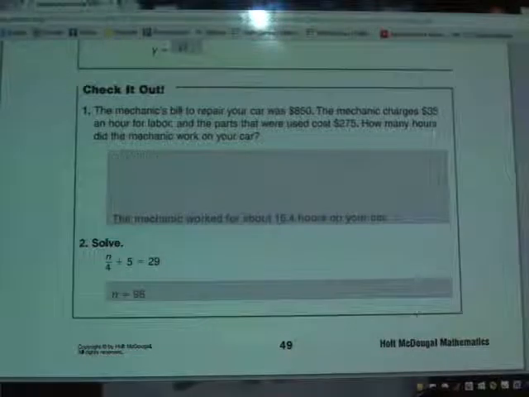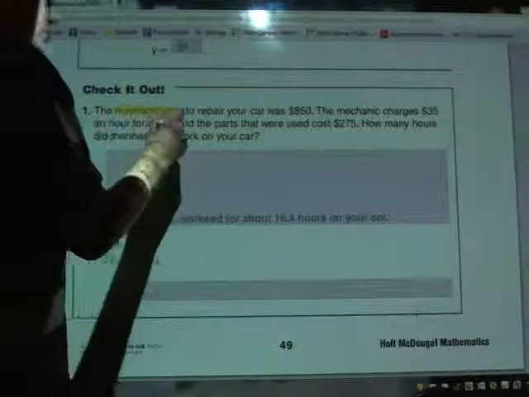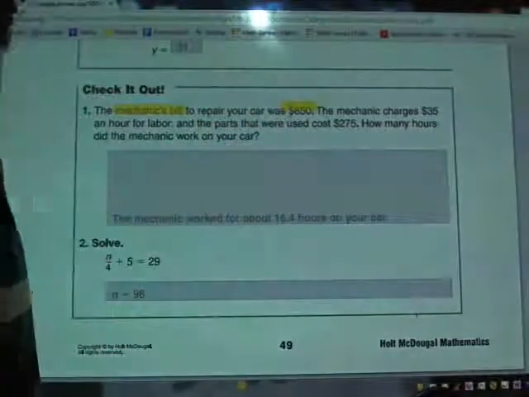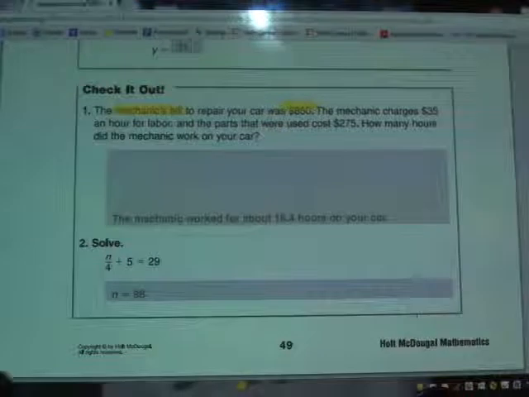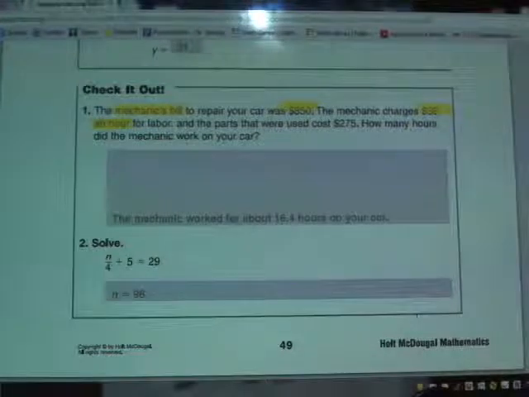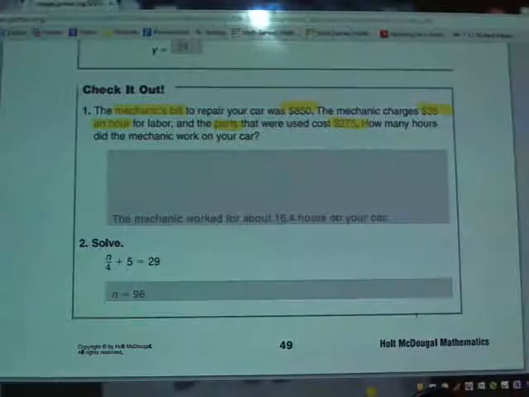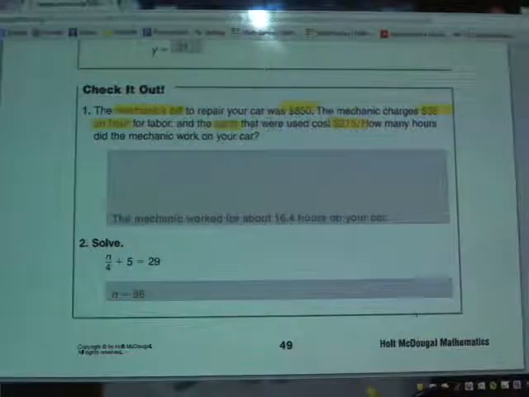The mechanic's bill to repair your car was $850. So the bill is $850. The mechanic charges $35 an hour for labor. $35 an hour for labor. And the parts that were used cost $275. Parts at $275. How many hours did the mechanic work on your car?